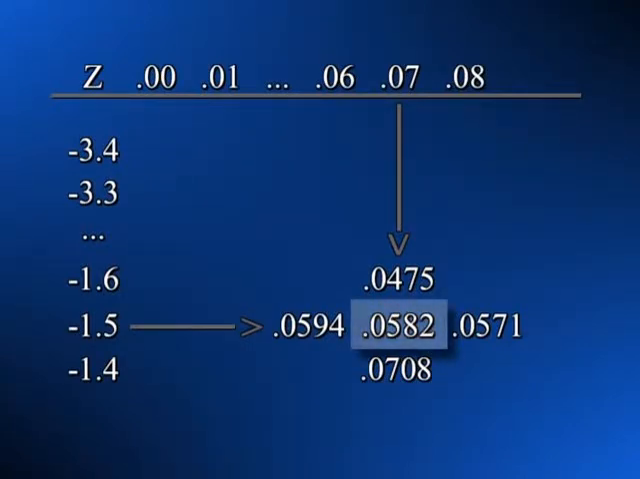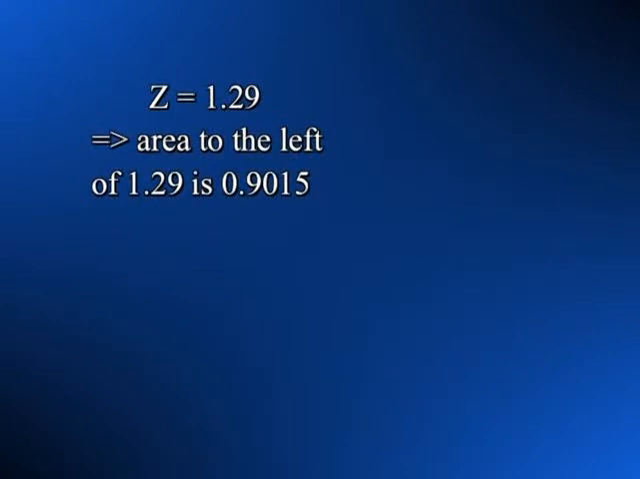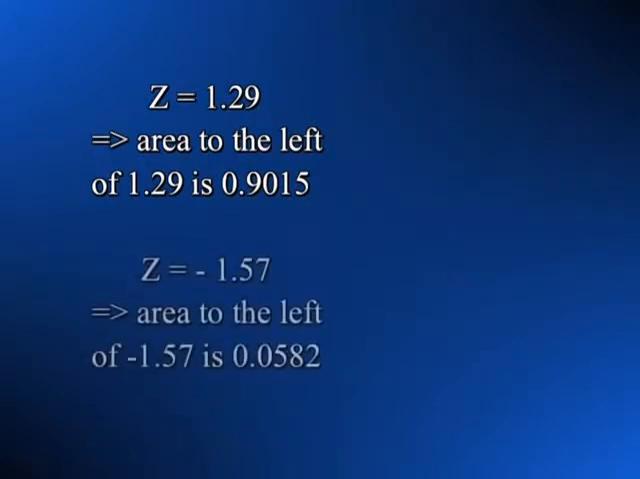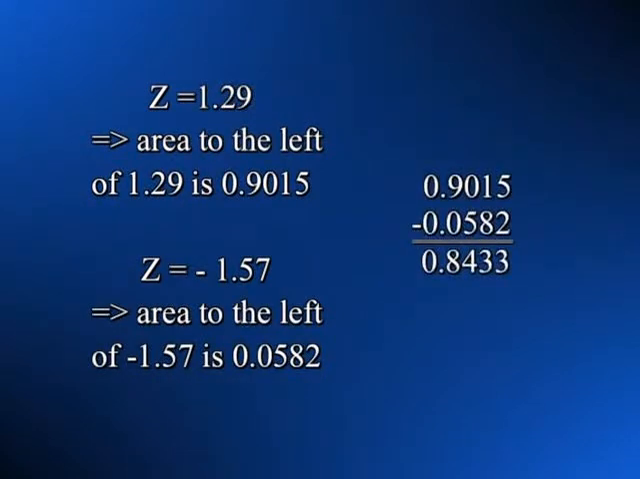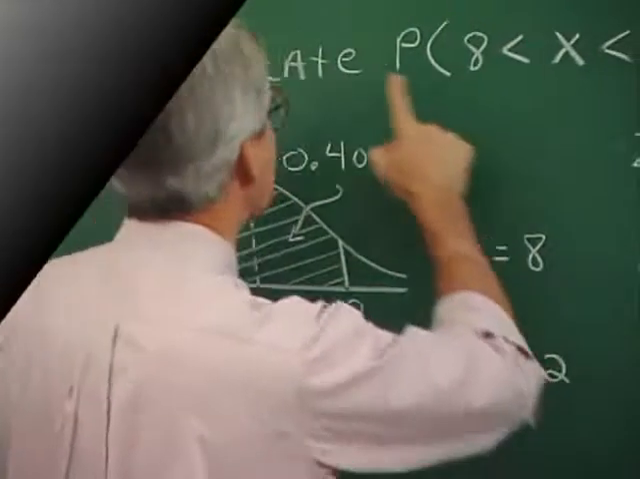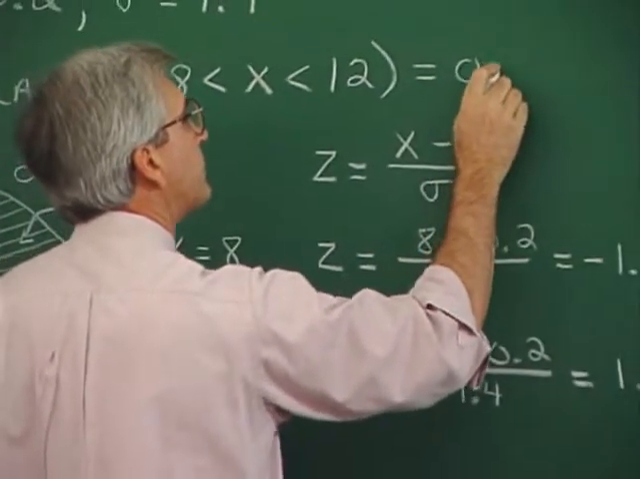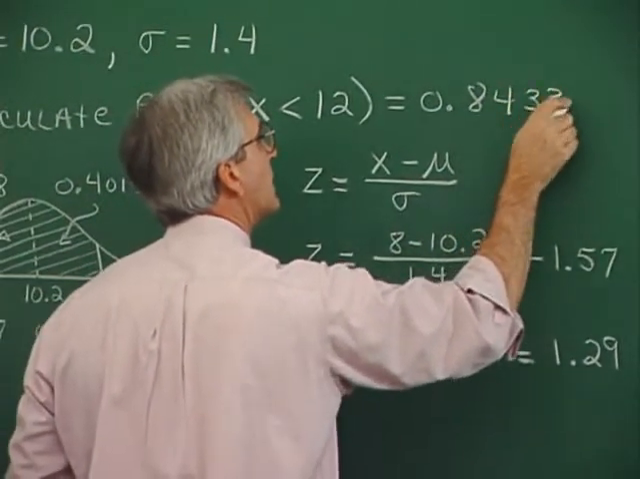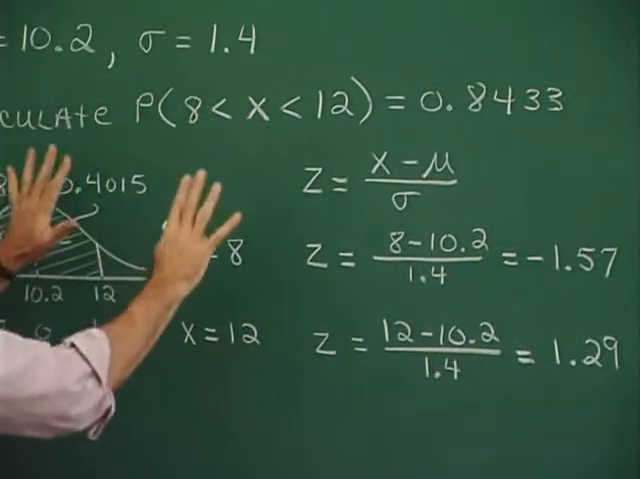Now, what do we do with those? Well, these correspond with areas. That is, the 1.29 implies an area to the left of 1.29, and that area is 0.9015. And in a similar way, for a z of negative 1.57, it implies an area to the left that is 0.0582. We'd like the difference in these two areas. So all we do is calculate the difference, and we find it to be 0.8433, and that corresponds with a probability. So this probability then is 0.8433, like this.